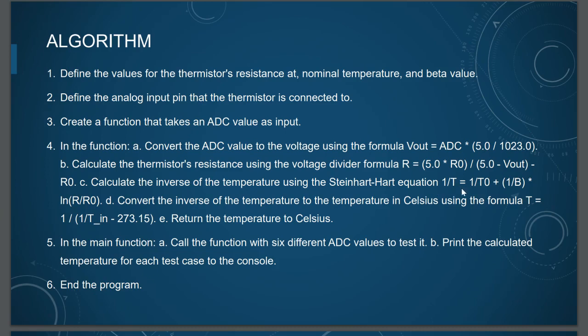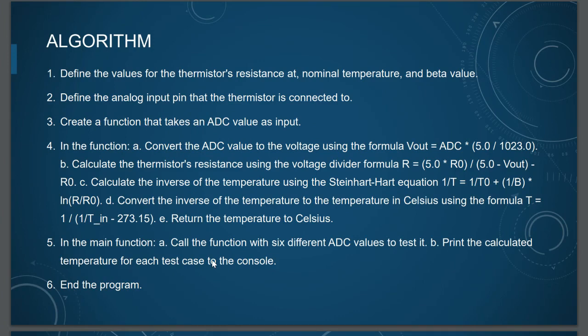The Steinhart equation is 1 by T equal to 1 by T naught plus 1 by beta ln of R upon R naught. Then we convert the inverse of the temperature to the temperature in Celsius using the formula, as everybody knows, right? Then we return the temperature in Celsius. In the fifth step, we call the function with 6 different ADC values to test it and print the calculated temperature for each test case to the console. Then we end the program.